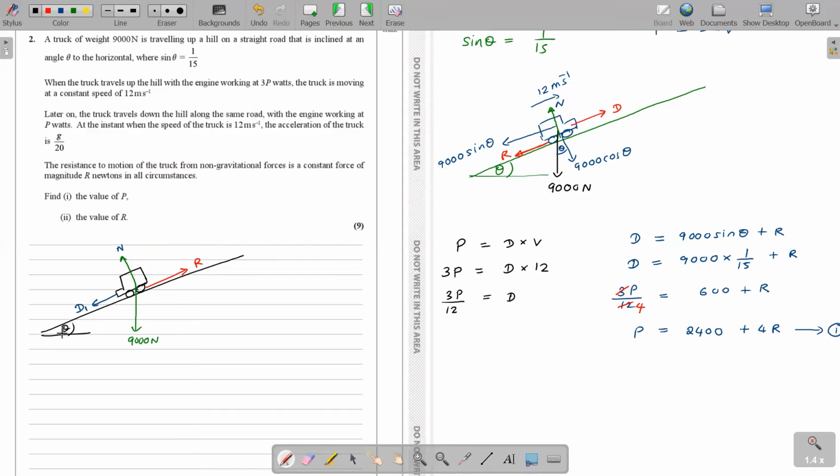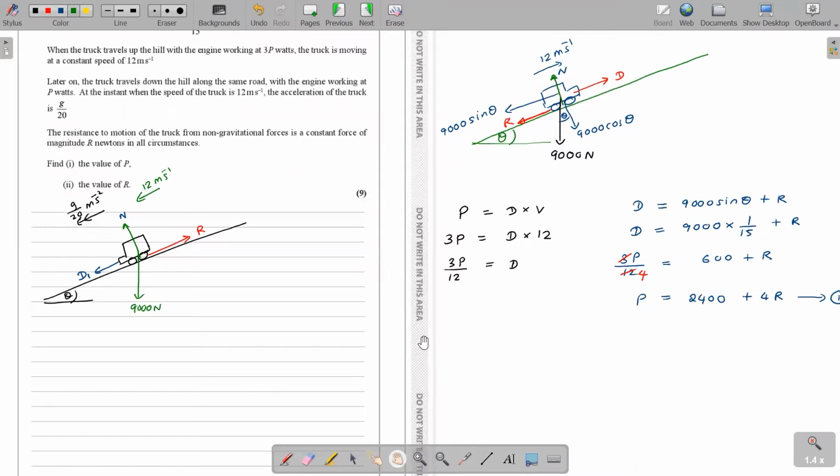Now what do we need to do? They say this time the truck is accelerating at g over 20 meters per second squared. Are you with me? They have given the velocity at the instant: when the speed is 12 meters per second, the acceleration is g over 20. They're asking you to combine what we got in the earlier part and find the values of P and R. Roman numbers mean you're trying to solve a pair of simultaneous equations. That's why when you see Roman numbers, it's basically a pair of simultaneous equations.